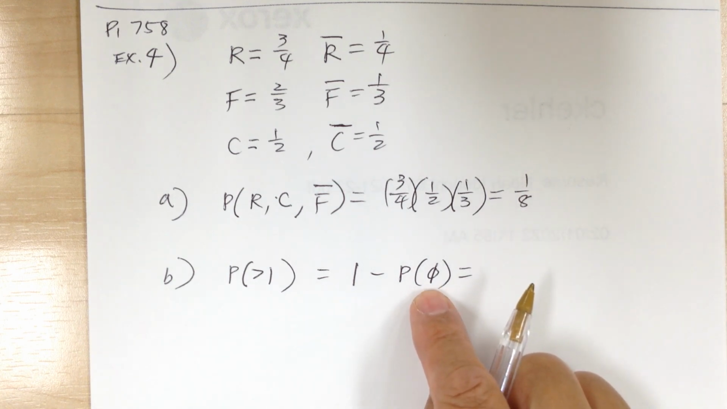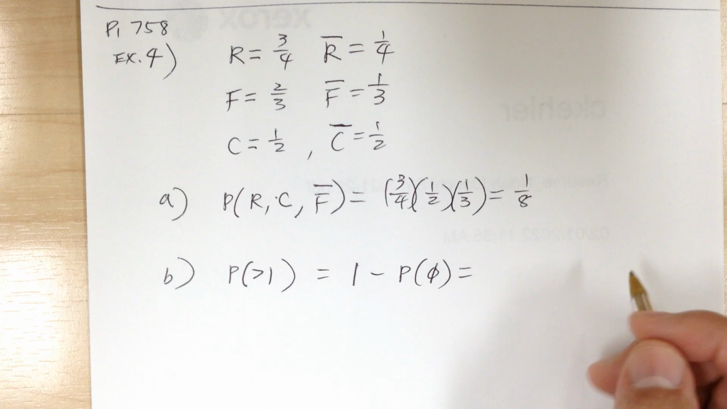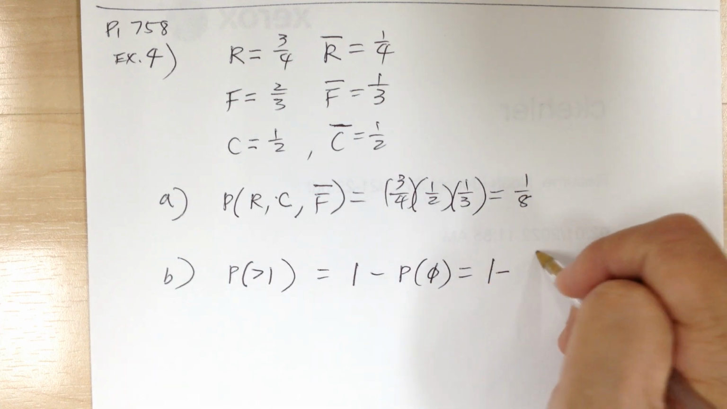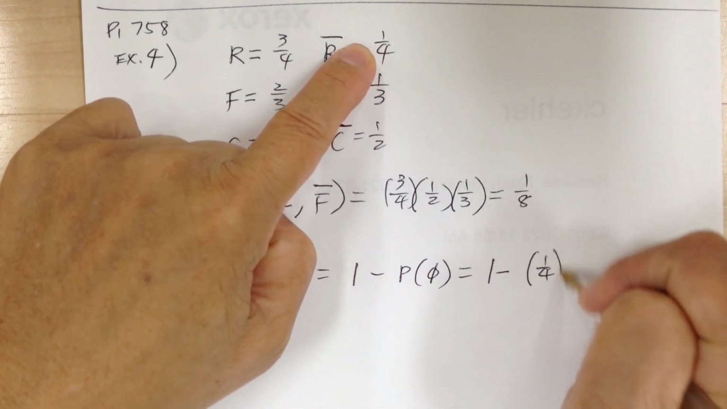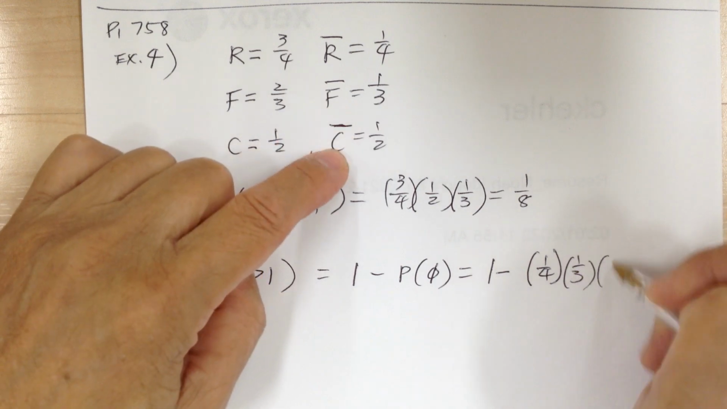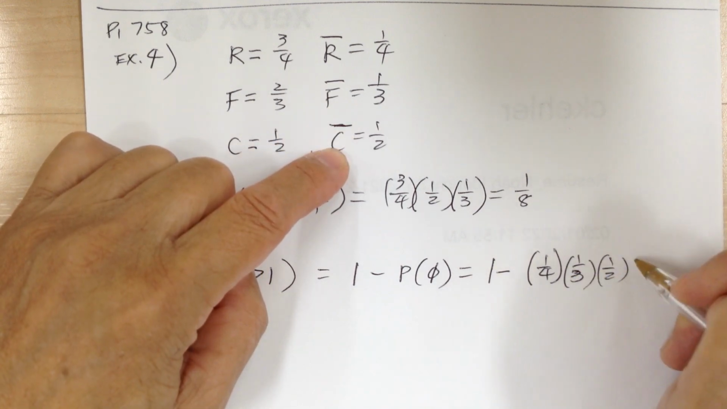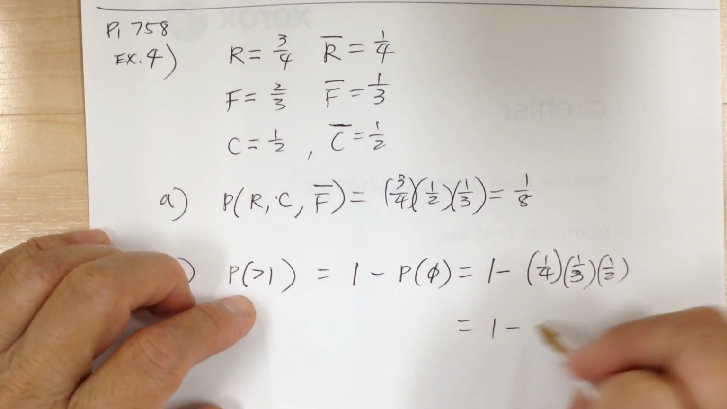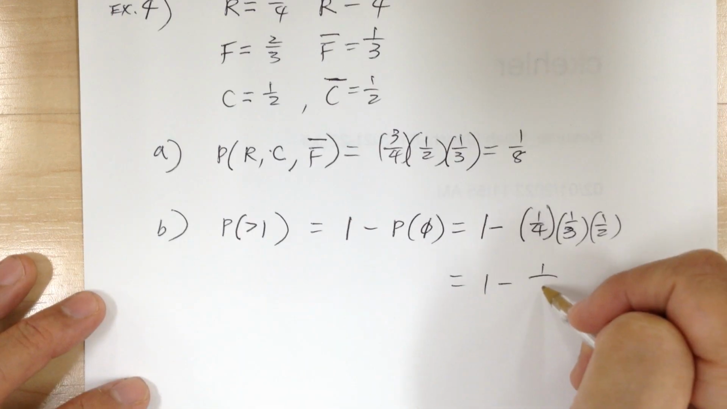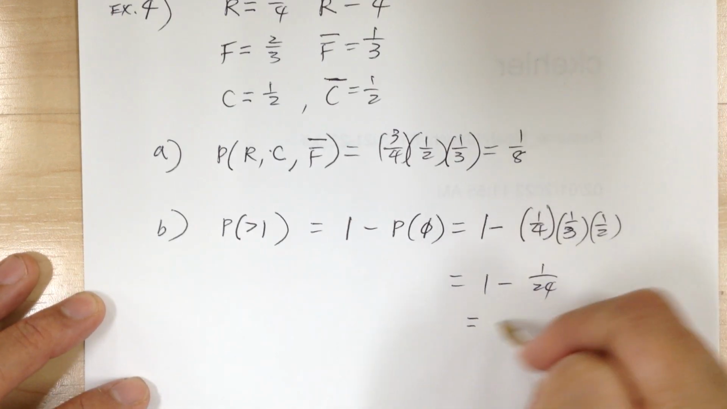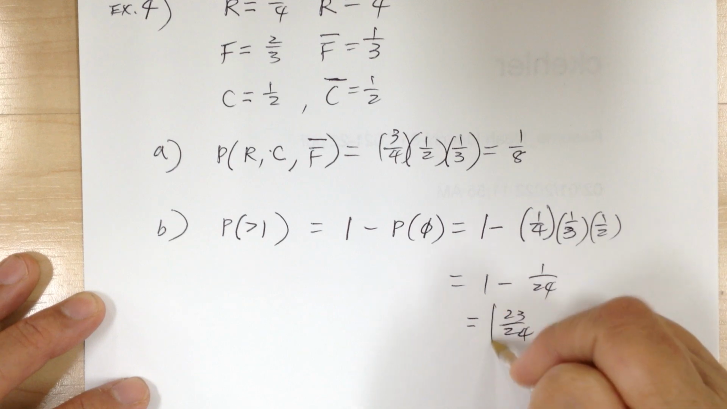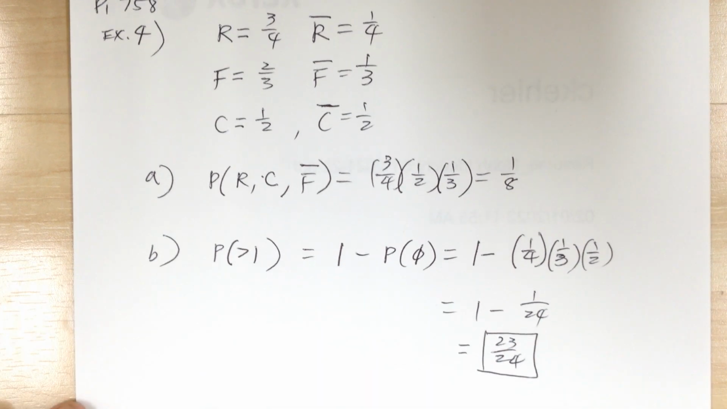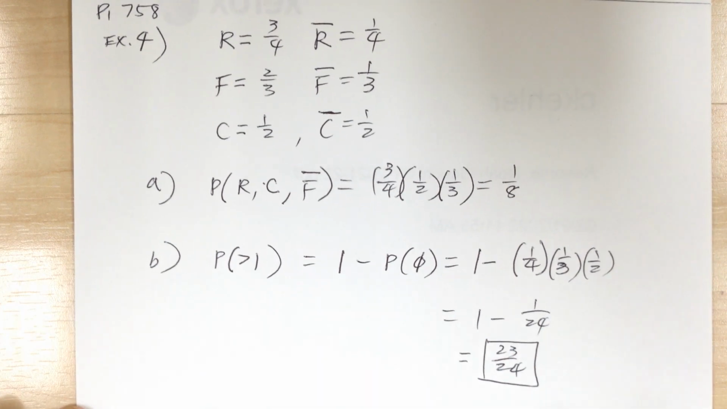So you want to do the opposite. You want to do none got selected, and you subtract that. So this is equal to 1 minus, none gets selected, which is 1/4 times 1/3 times 1/2. So this is equal to 1 minus 1/24, which is 23/24. So again, when you have at least 1, it's easier if you do the complement, do the opposite, and you take away the opposite, and you get what you want.